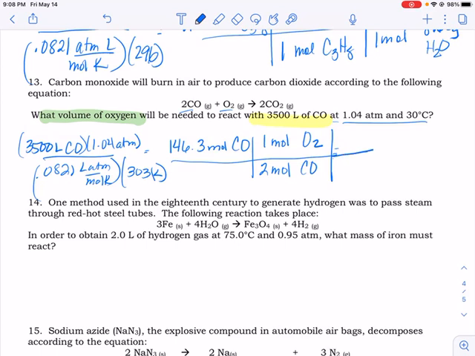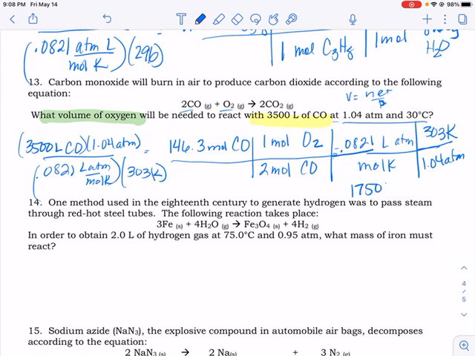We're solving for V is equal to nRT over P. So now we know moles times 0.0821 liter atmospheres over mole Kelvin times 303 Kelvin divided by P, which is 1.04 ATM. And now we get 1,750 liters of oxygen.